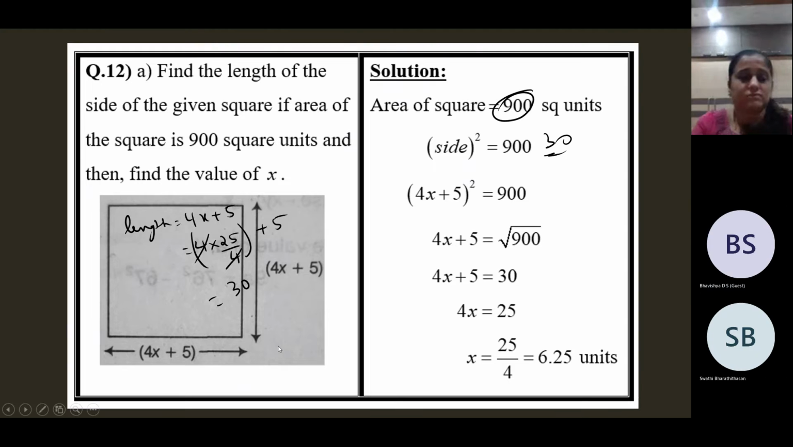Yes, ma'am. After finding x, you should also find the length, 4x plus 5.